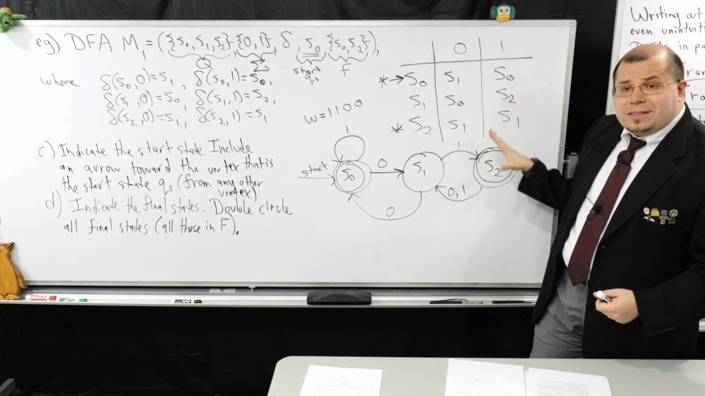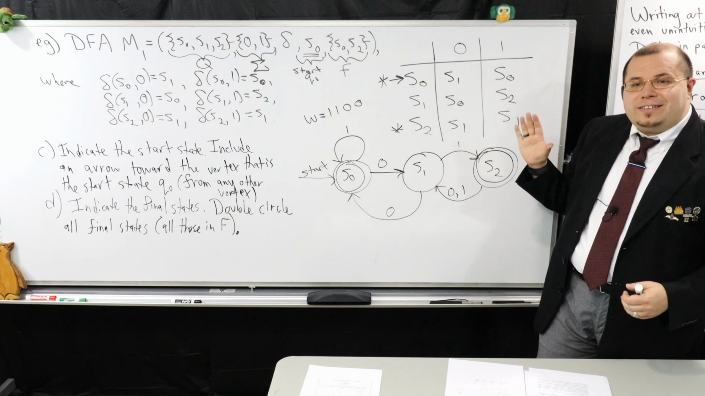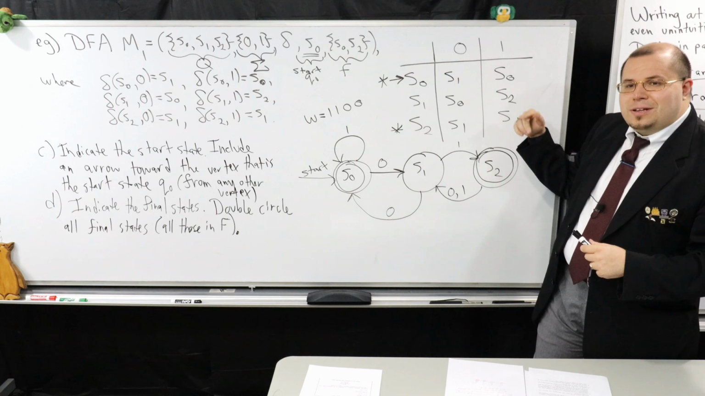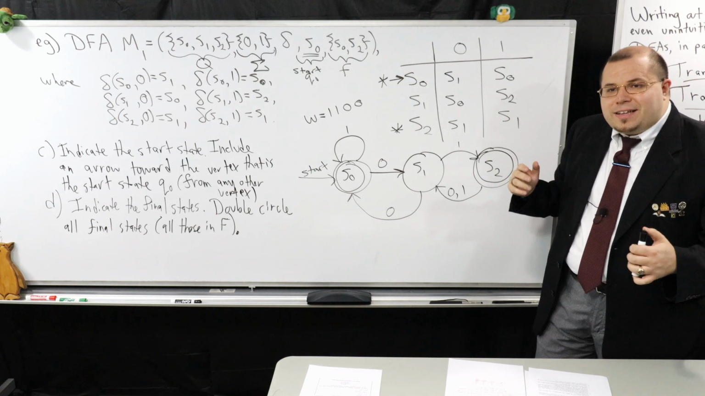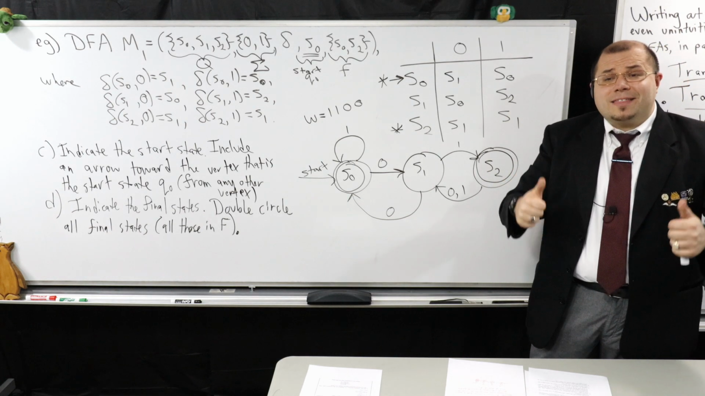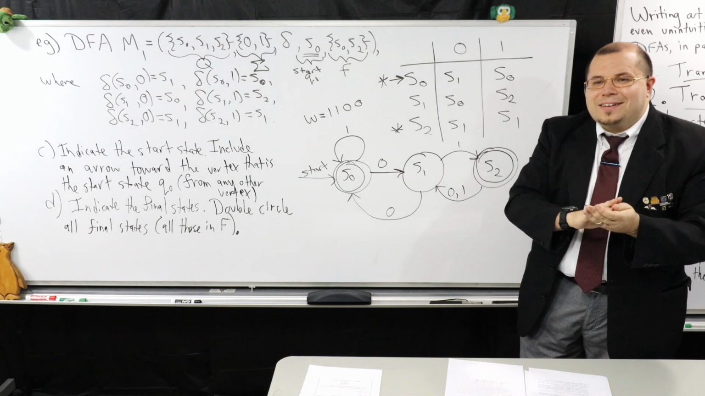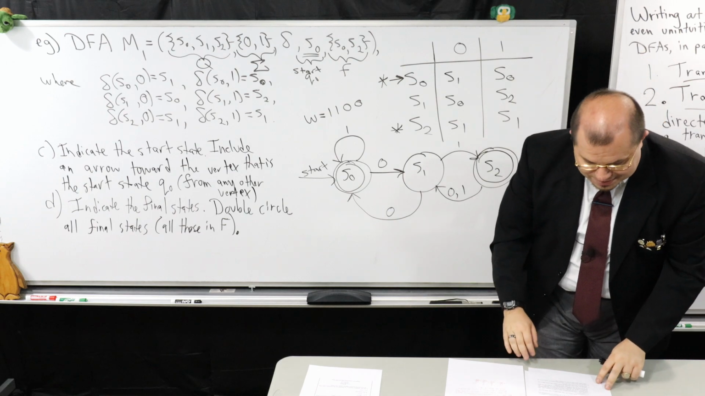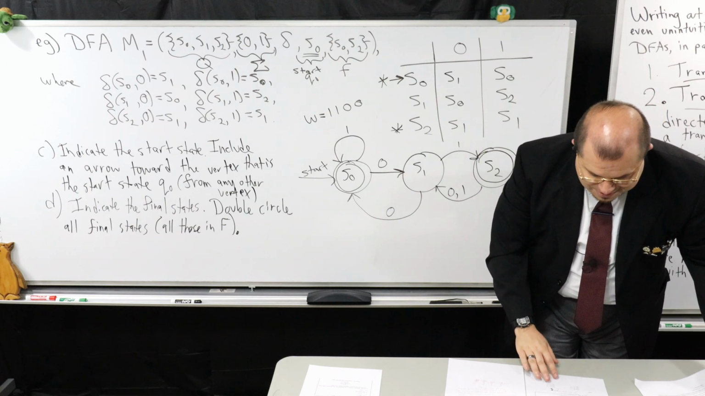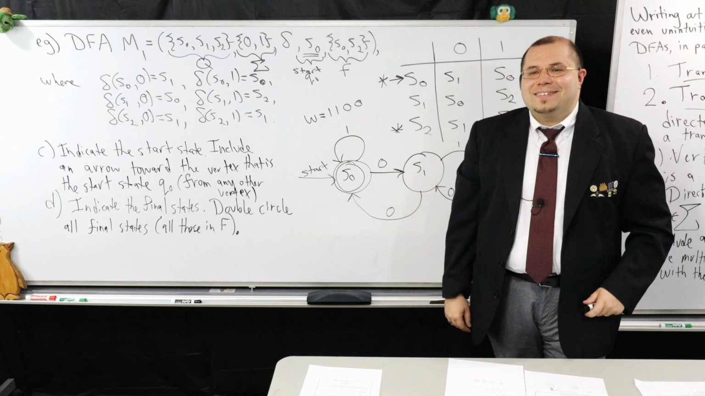So are we okay with these two representations of a DFA? Transition table and transition diagram or state diagram? Are we all good? Give me a thumbs up. I just want to make sure everybody's on the same page, because if so, we're going to start designing some machines. Yes?